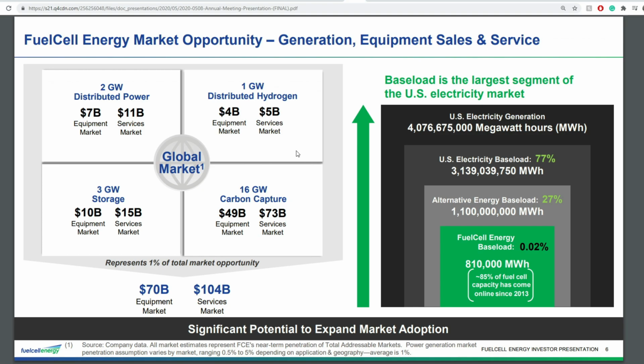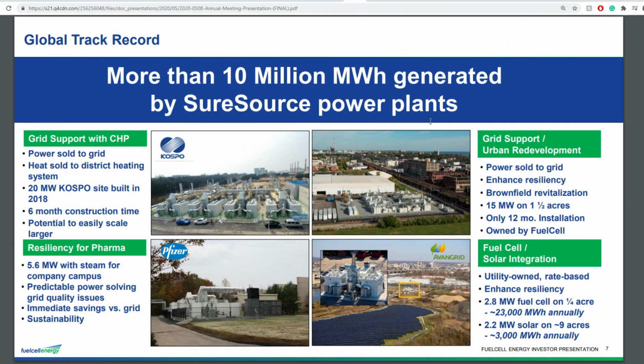Service market is around 5 billion. Equipment market is 4 billion for distributed hydrogen. You get to see they're really focusing on four different global markets. But as I said, distributed power, distributed hydrogen, carbon capture, and storage or GW storage.